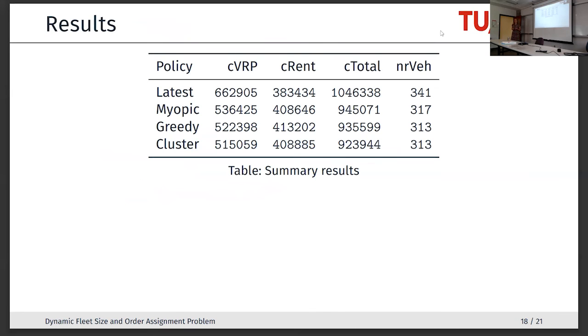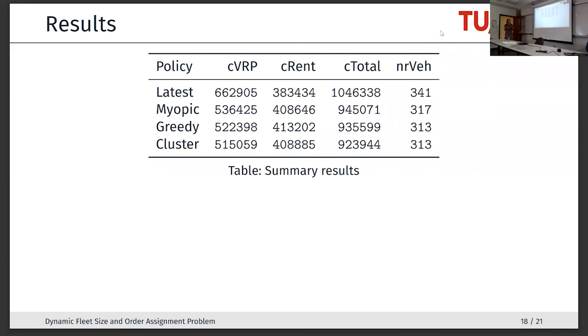So these are some results. So we have the 4 policies. The assignment policies, remember, they all have the same rent policy, so that's not listed here. The idea with the latest policy is that we push all the orders to the latest moment so that the rental costs are the cheapest. And that is indeed what you see here. So we have the lowest rental cost compared to the other three, but much higher routing costs because no geographical information is taken into account when assigning the orders to the days.